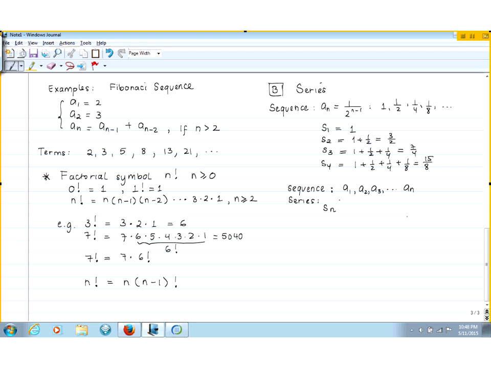I'm going to write it as Sn. So this is a finite series. Sn is equal to A1, so it's up to n terms, plus A2 plus A3, all the way up to AN. So this is called a finite series.